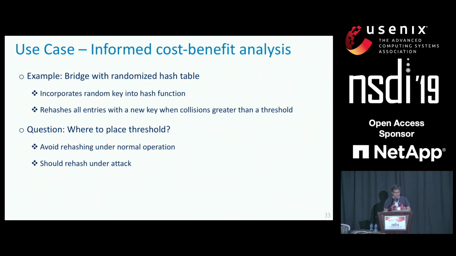And this hash table has a random key in the hash function, and whenever the number of collisions crosses a certain configurable threshold, it's going to change the key, rehash all existing keys, and rebalance itself. And the question that the operator faces here is where to place this threshold, because this rebalancing is expensive and must not be done under normal operation, but needs to be done when an attack is suspected. So how does Bolt help operators answer this question?